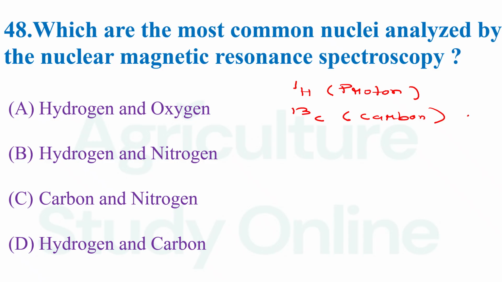Whereas oxygen is not NMR active, so no nuclear spin is there, and nitrogen is less commonly used due to its broad signals. So the correct option will be hydrogen and carbon.